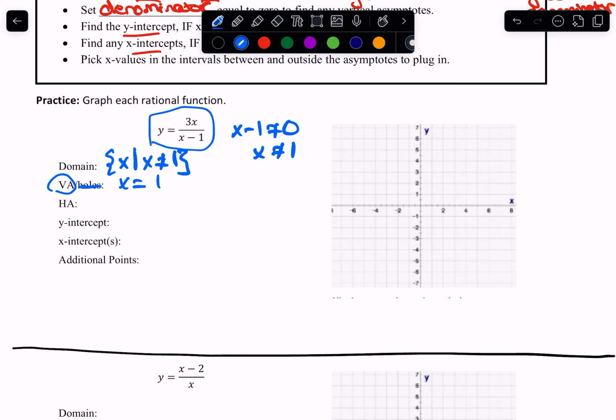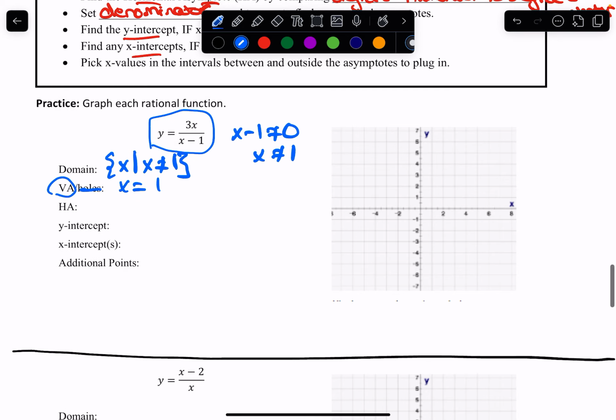Now we need to figure out our horizontal asymptote. Well, for that, our degree of numerator is 1, degree of denominator is 1, so those are equal. So that means that we're going to take the ratio of the leading coefficients. So our horizontal asymptote is going to be y equals 3. Remember, there's a 1 in front of that.